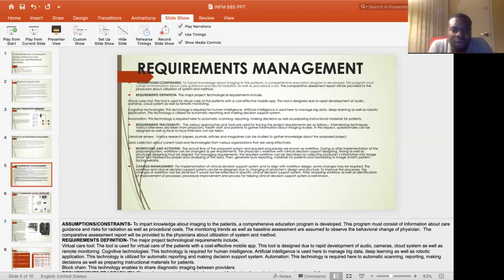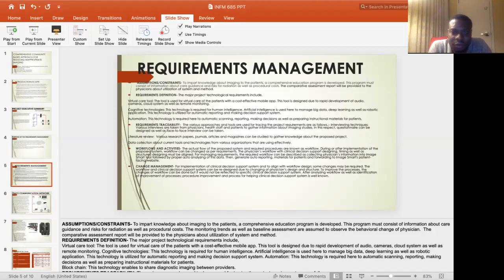The other I want to talk about was automation. This technology is required here for automatic scanning, reporting, making decisions, as well as preparing instructional materials for patients. Requirement traceability. Here we have various approaches and tools used for tracing the project requirements.